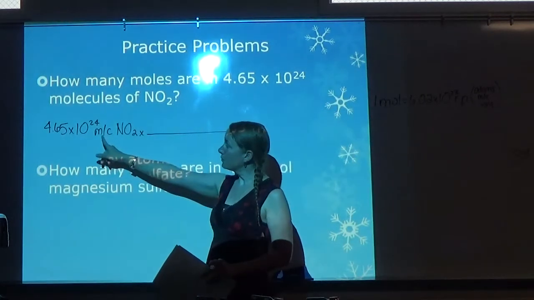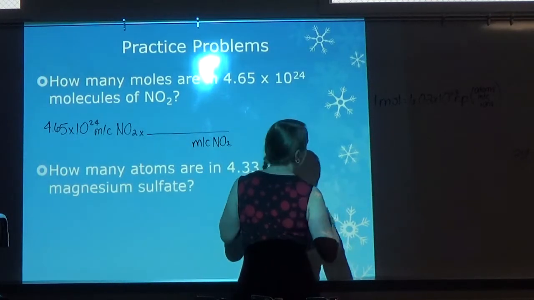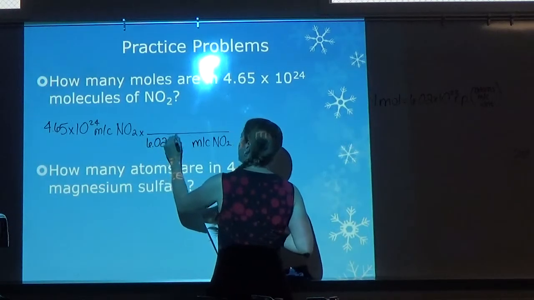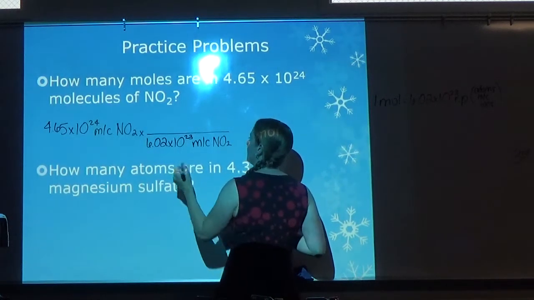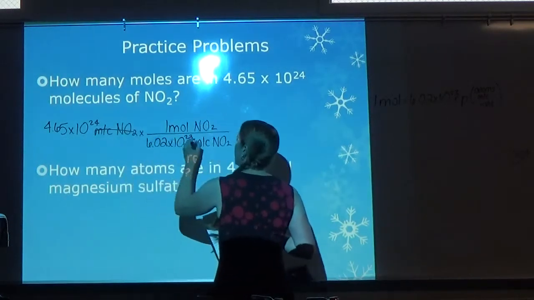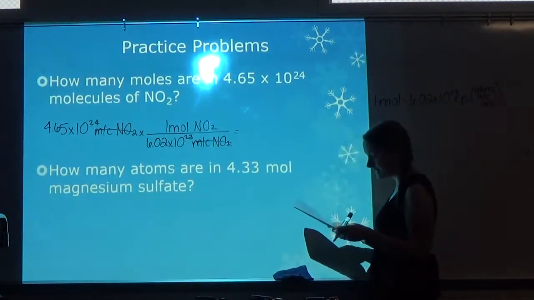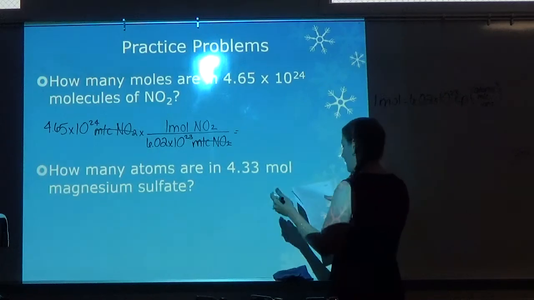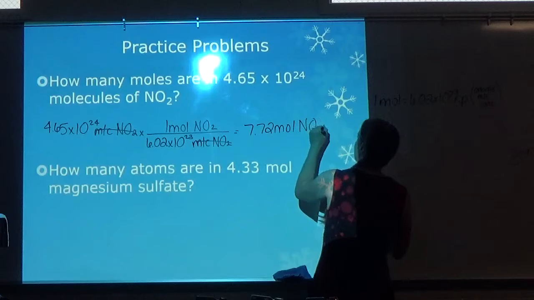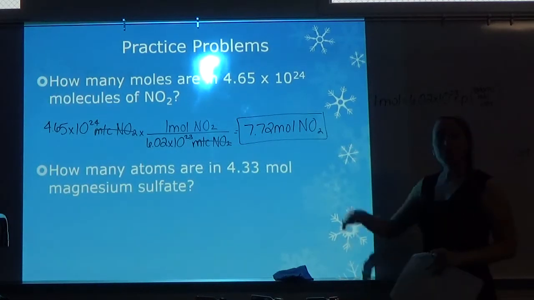And so I follow my golden rule. I have molecules on top, so I'm going to put molecules on bottom. And so the 6.02 goes with atoms, molecules, or ions. So I'll put my 6.02 on bottom and my 1 mole on top. So see, my molecules cancel, and since 1 number's on top and 1's on bottom, I'm going to divide this time. And so when I divided, I got 7.72 moles of NO2. Just like that.